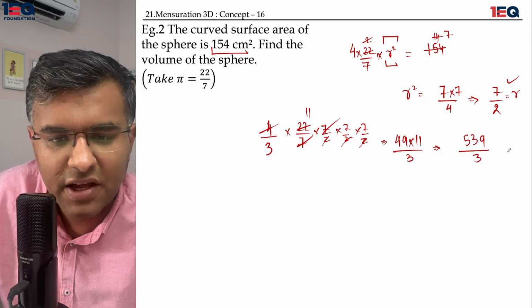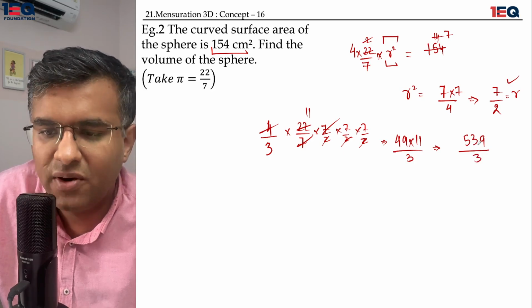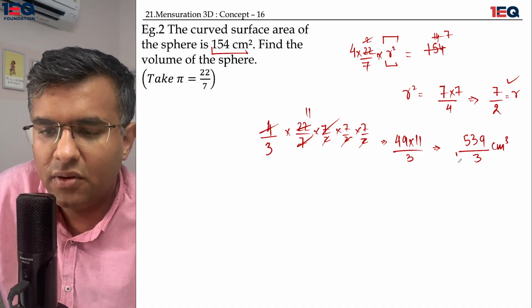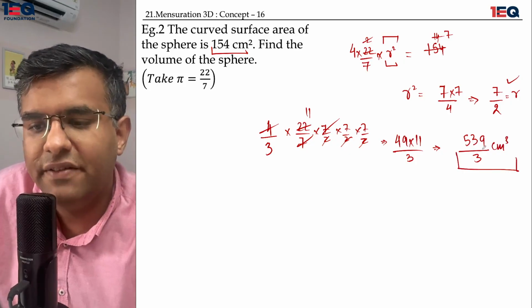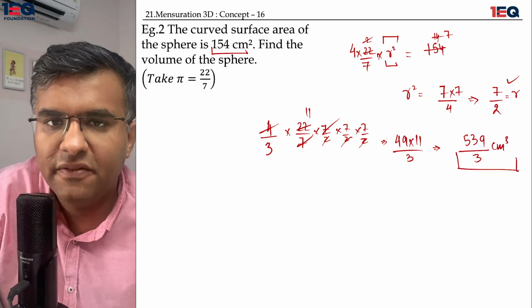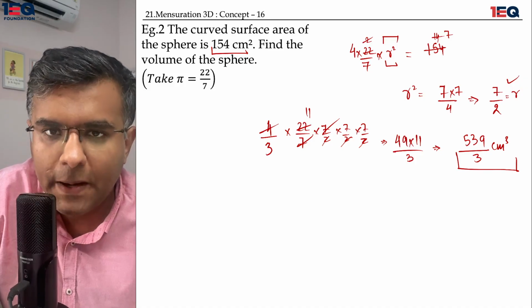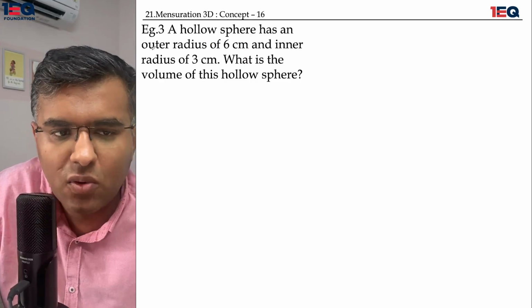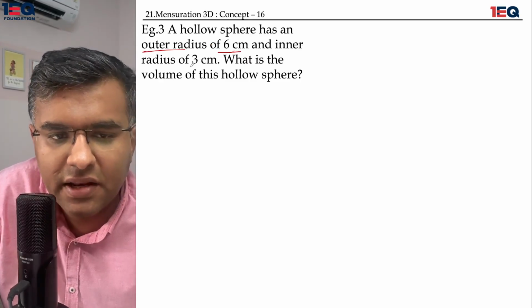I'll see if it can be cut off. I don't find any point in cutting it here. No cancellations available. So 539 upon 3 is going to be my final answer. Right? Let's go ahead. A hollow sphere has an outer radius of this and an inner radius of this.